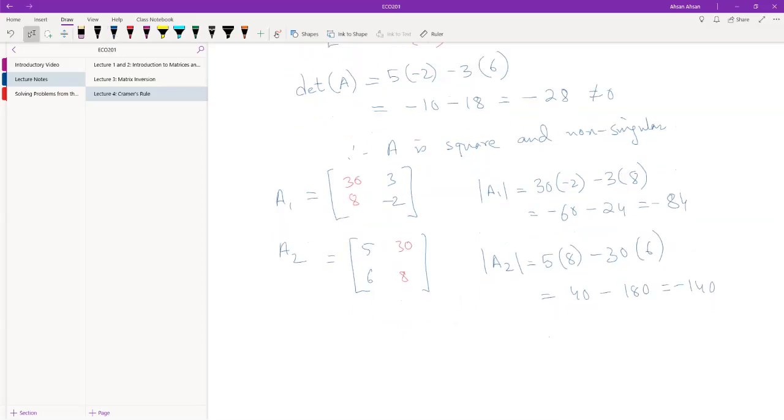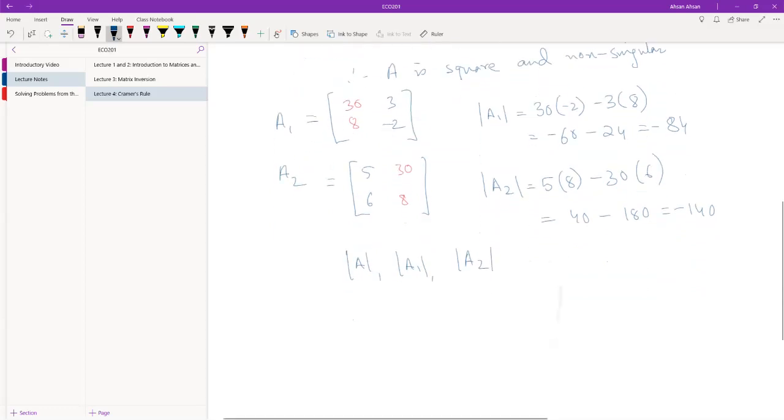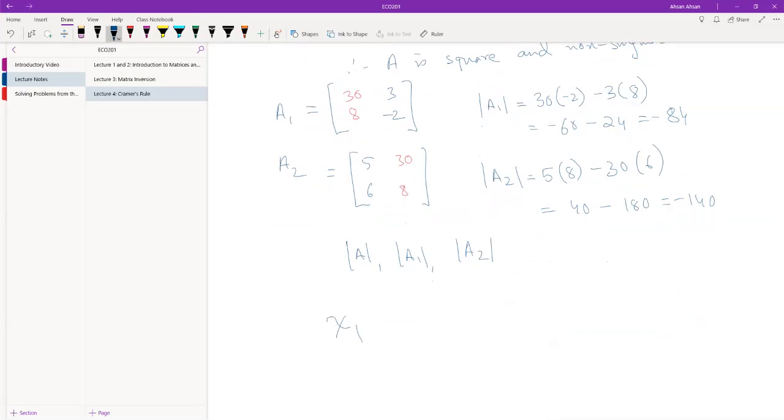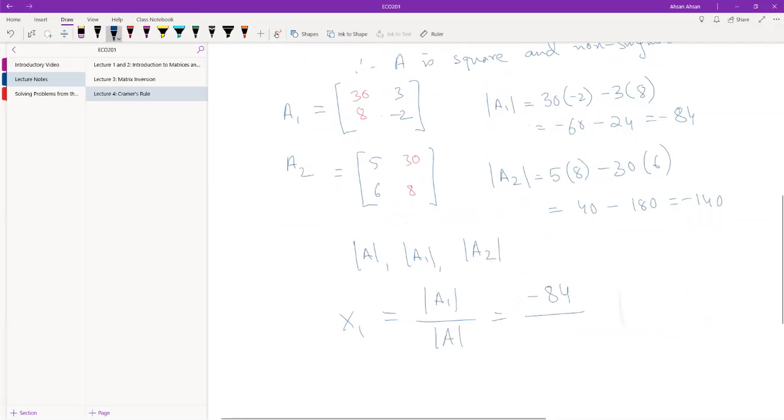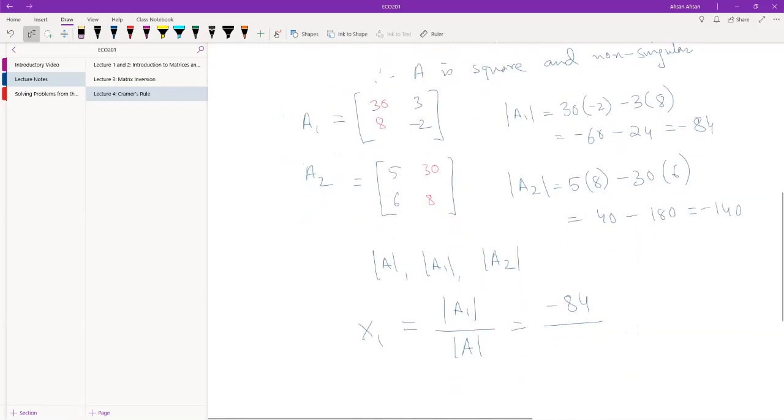So what are the three things we have? We have the determinant of A, the determinant of A1, and the determinant of A2, and that is all we need for Cramer's rule. The value of x1, well, that's a horrible looking x. The value of x1 is the determinant of A1 divided by the determinant of A, which is equal to minus 84 divided by the determinant of A. How much was it? Minus 28. That is 3.